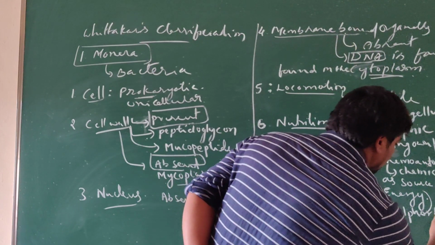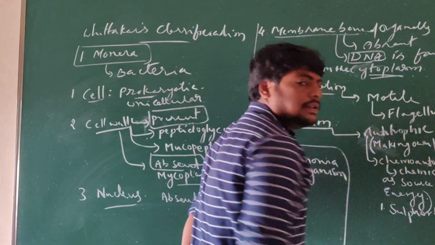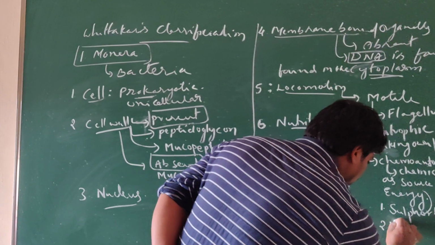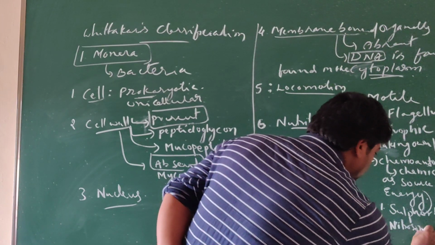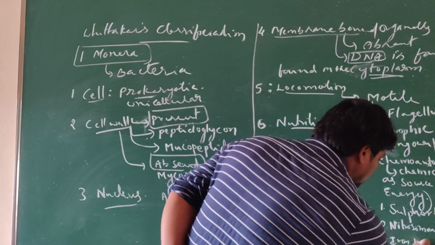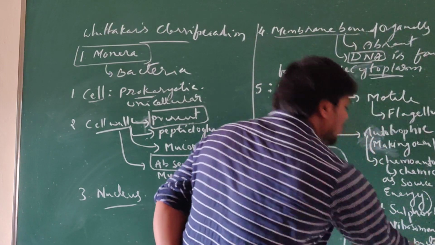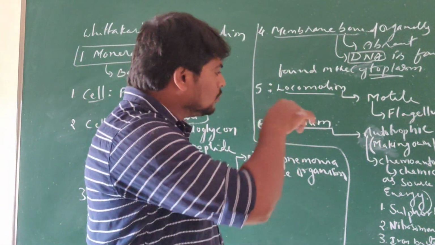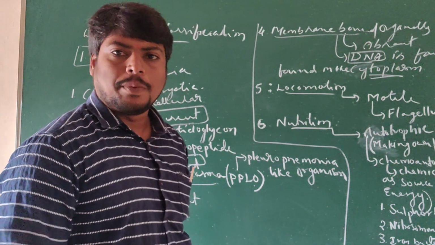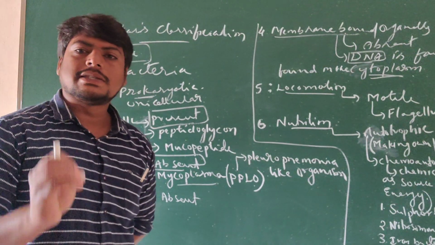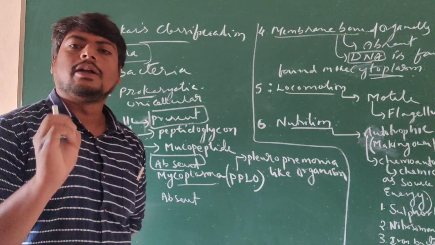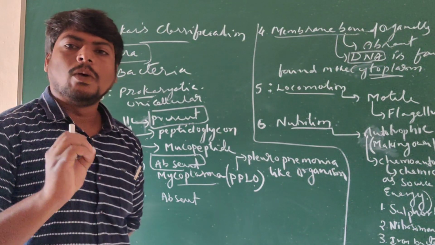The bacteria performing the chemoautotrophic mode of nutrition are sulfur bacteria, Nitrosomonas bacteria, and iron bacteria. These are some of the bacteria which follow the mode of nutrition called chemoautotrophism. Why is it called chemoautotrophism? Because they use chemicals as a source of energy to make their own food. That's why that mode of nutrition is called chemoautotrophism.